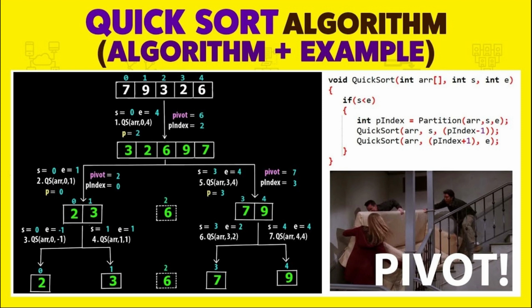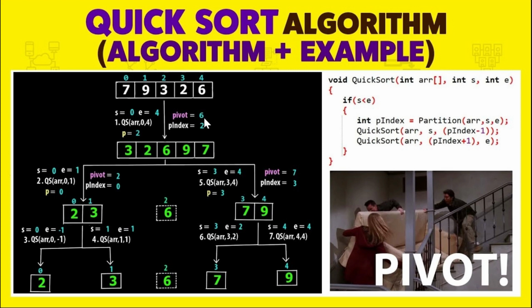Let's understand quicksort better with the help of an example. Here we have an array which is 7, 9, 3, 2, and 6. If we consider the pivot element to be 6, then after applying quicksort, we find out the exact position of the pivot element, which in this case is 6. So now we have the position of 6 as fixed.